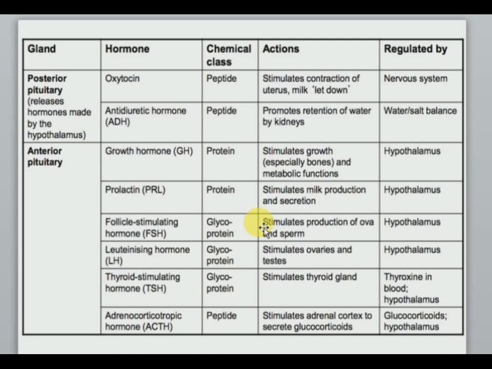So TSH causes the thyroid gland to secrete thyroxine, and we'll see that in a moment. And it's being controlled by thyroxine in the blood. All right. Okay. We have adrenocorticotropic hormone, which stimulates the adrenal cortex, that's the outer layer of the adrenal gland, to stimulate its hormones, basically the glucocorticoids. All right.